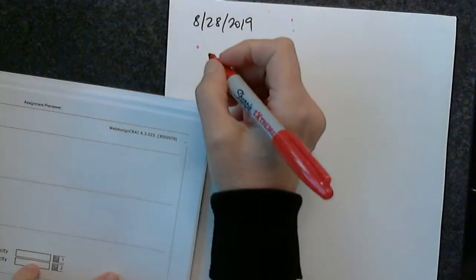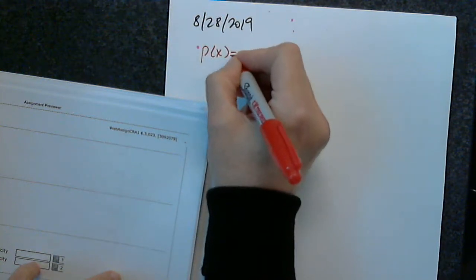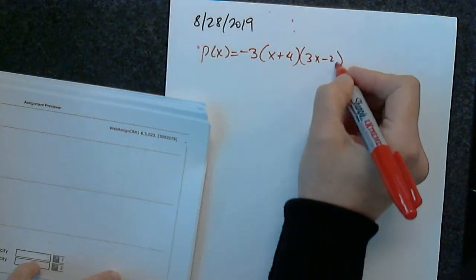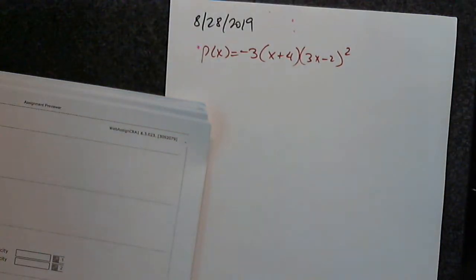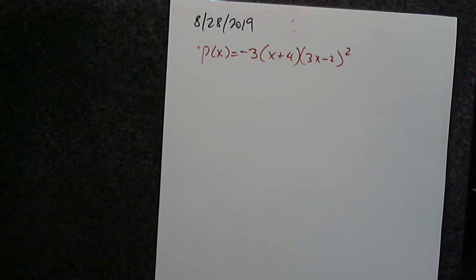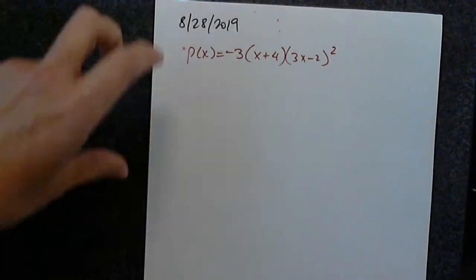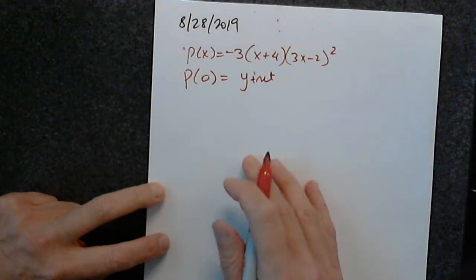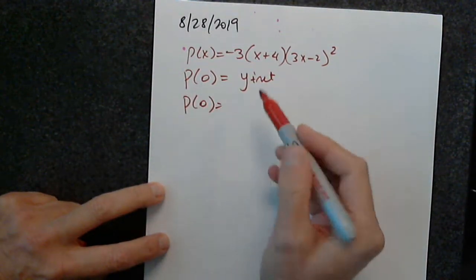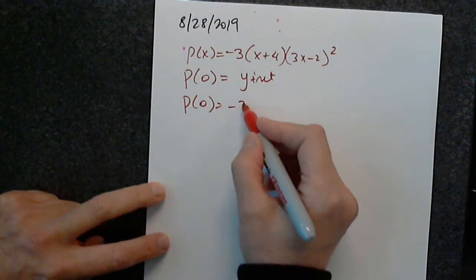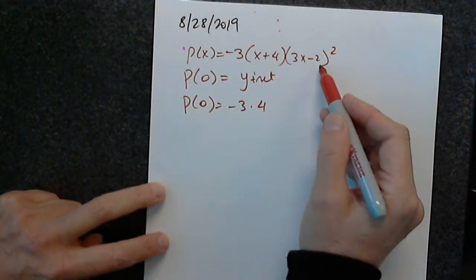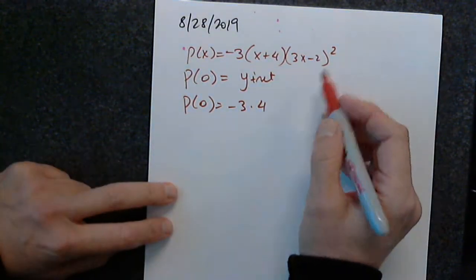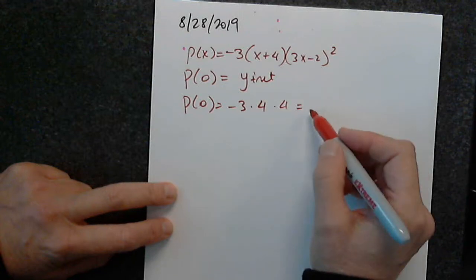Okay, perfect. So we're moving on to P of x, which is negative 3, x plus 4, 3x minus 2, everything squared. Find the y-intercept of this graph. How do I find the y-intercept? I have to find P of 0. So P of 0 will be, how much is 0 plus 4? Very good. How much is 0 minus 2? And negative 2 squared. So this is times 4 and is a negative 48.